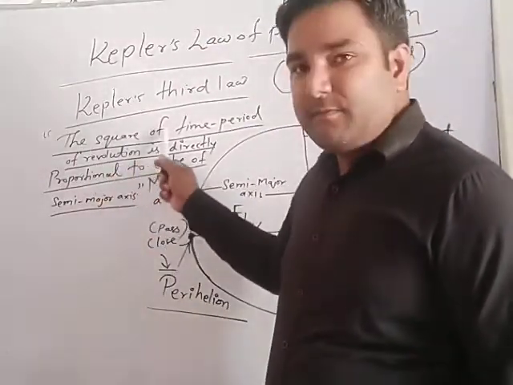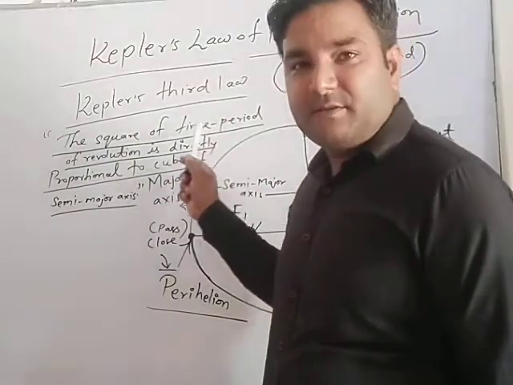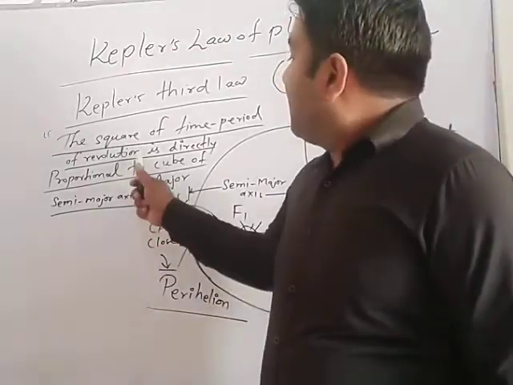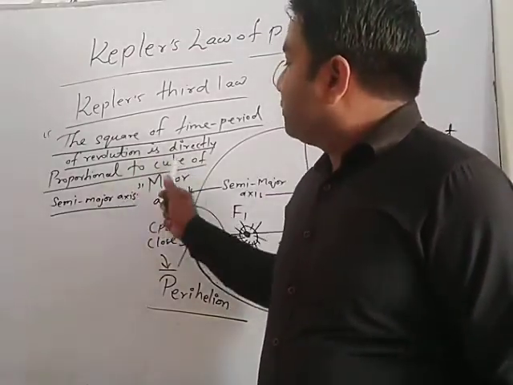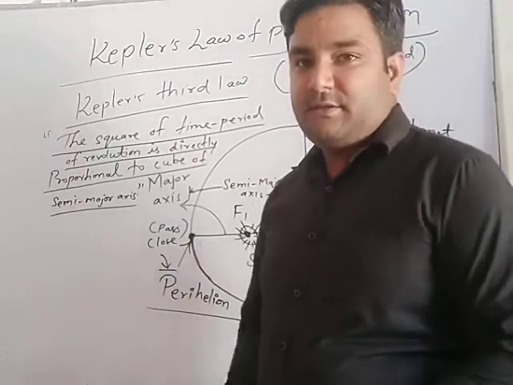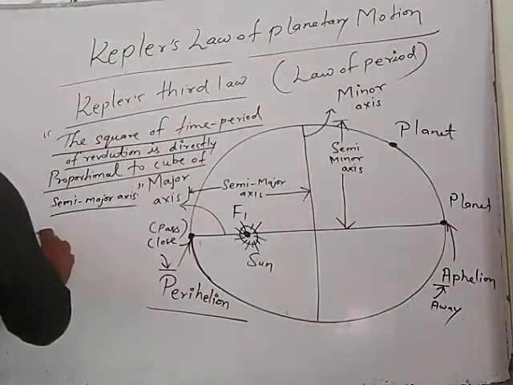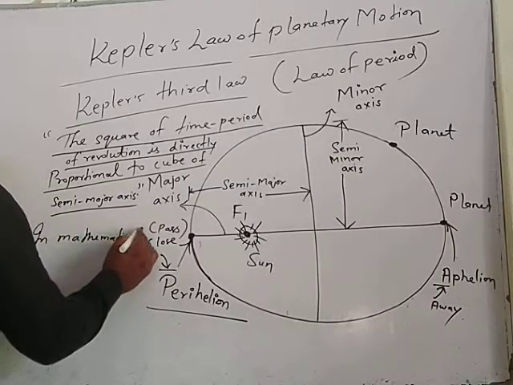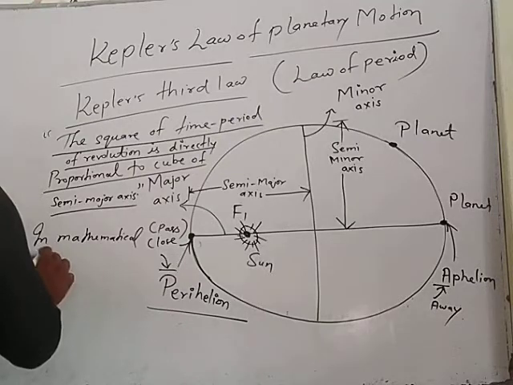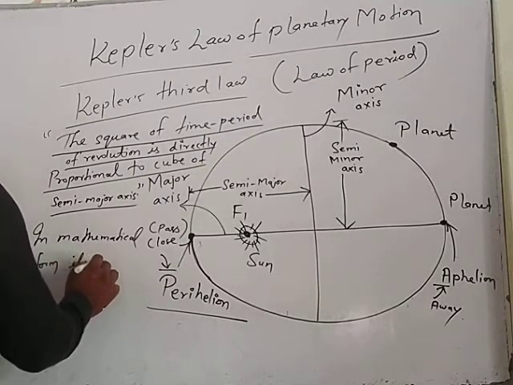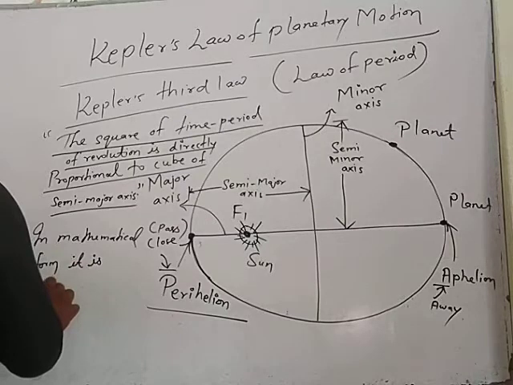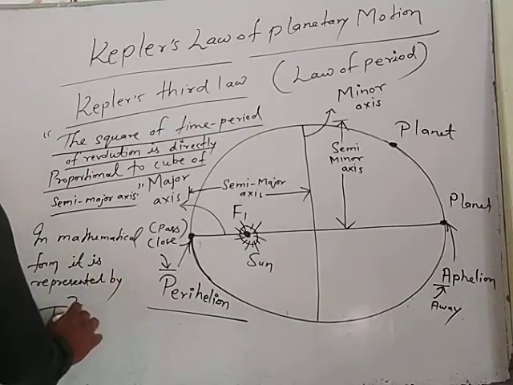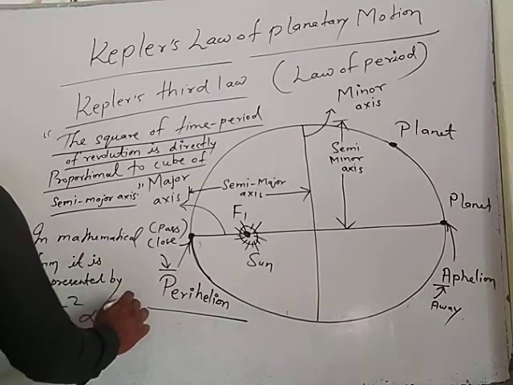Listen again. The square of the time period, time period meaning the time taken to complete one revolution around the sun, is directly proportional to the cube of the semi-major axis. In mathematical form, it is represented by T square directly proportional to r cube.